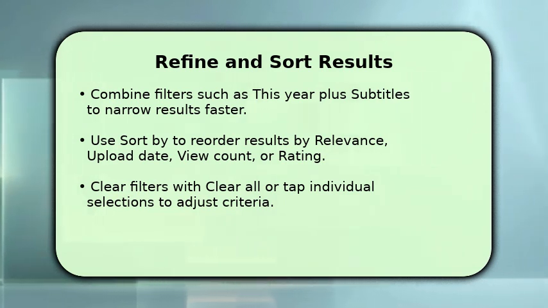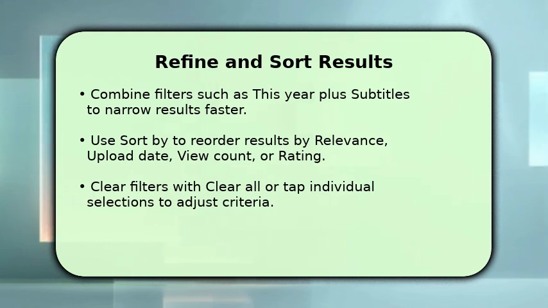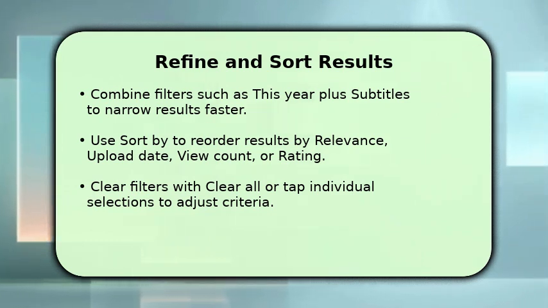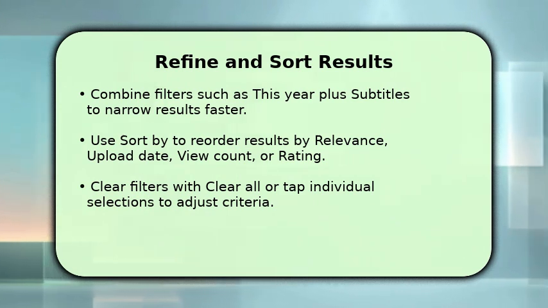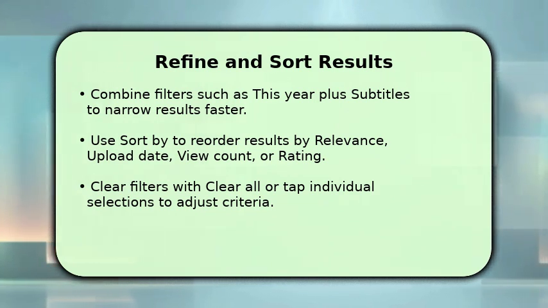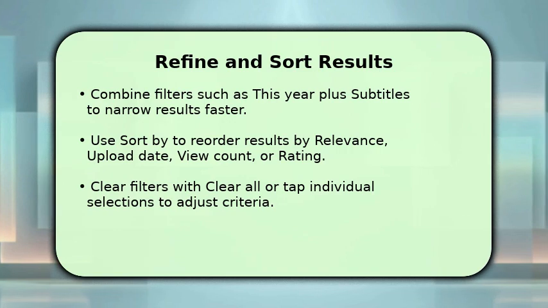If you need a specific creator, add channel under type and enter the channel name. To broaden results, clear filters by tapping Clear All or deselect individual options. Remember, mobile filters behave the same, though the layout shifts to a vertical list. Confirm your final selection and browse refined videos immediately.